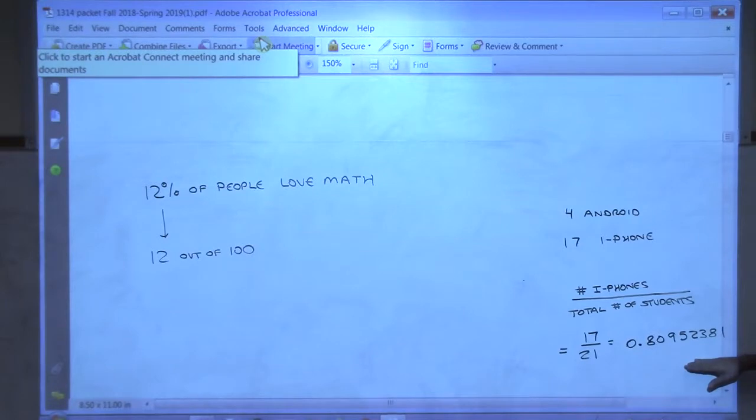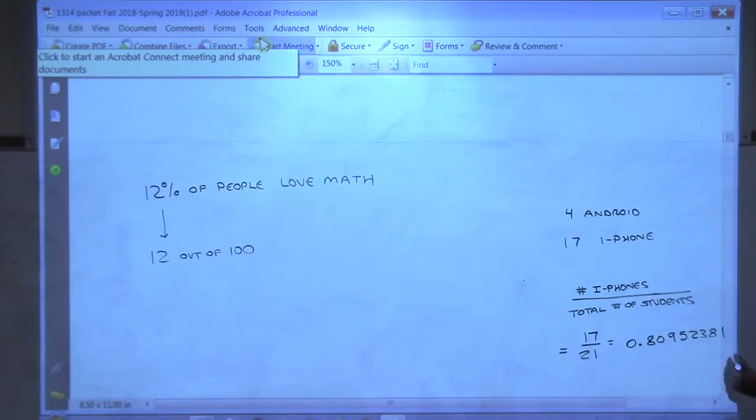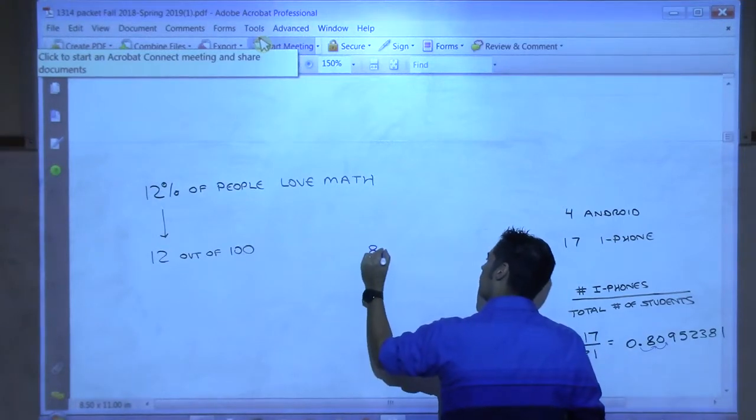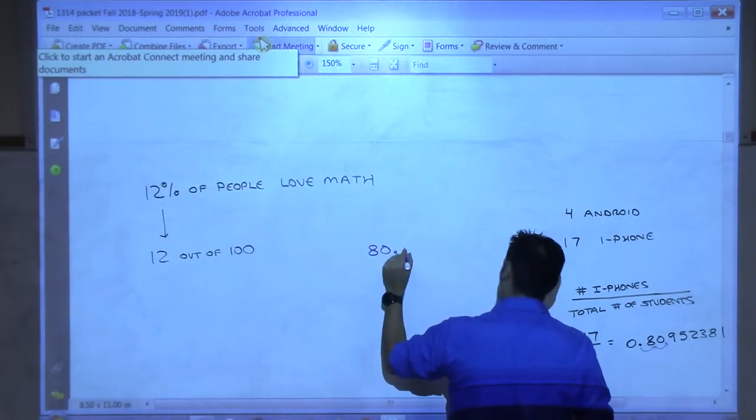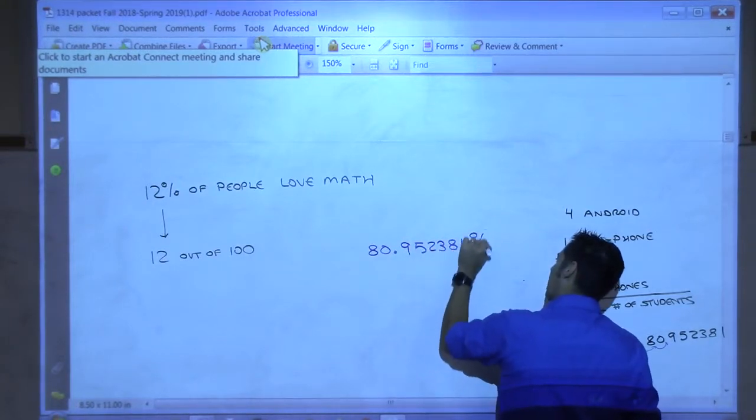Okay? Now, this is a decimal, isn't it? We need to know how to convert a decimal over to a percentage. If you don't know, the way you convert a decimal to a percentage is you take this decimal point and you move it over 2 places to the right, and then you write a percentage symbol after it. So this is going to become 80.952381%.